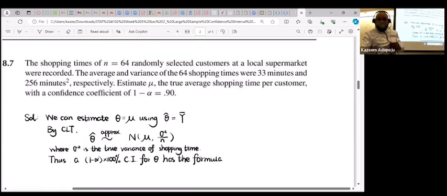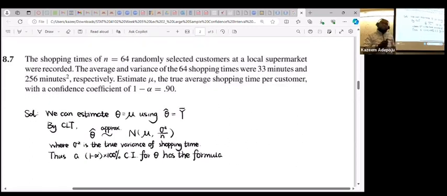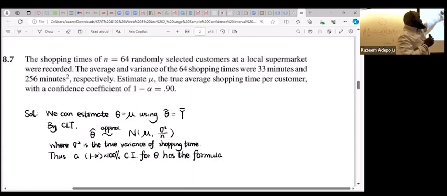You need to be able to look at the sample size to see whether the central limit theorem applies. Now, the sample size here is 64, right? And the threshold for the central limit theorem is actually 30, right? Okay, so because of that, I'm going to say the central limit theorem applies.